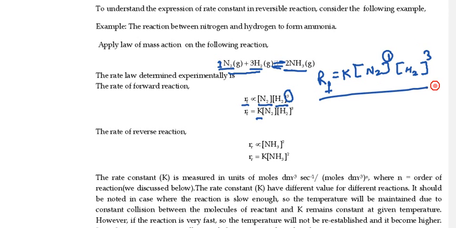If this reaction moves in the reverse direction, ammonia gets converted into nitrogen and hydrogen. Here its power is 2 because there are 2 moles of ammonia. So it is shown by R reverse, K, and ammonia to the power 2.